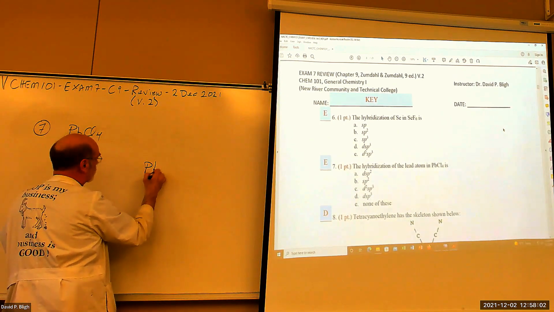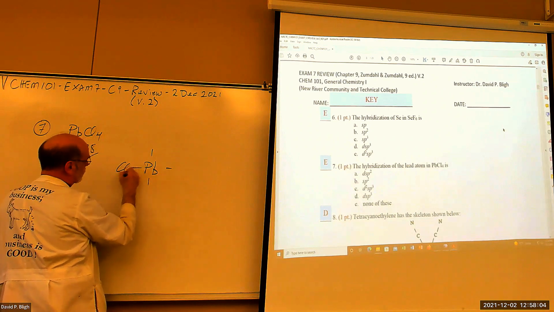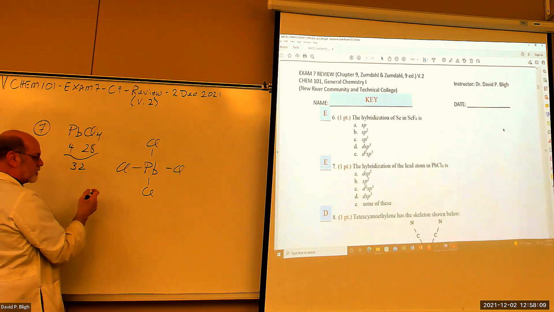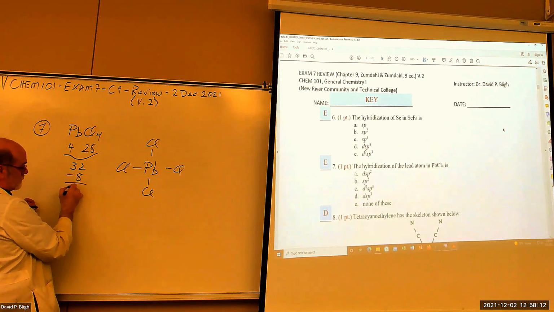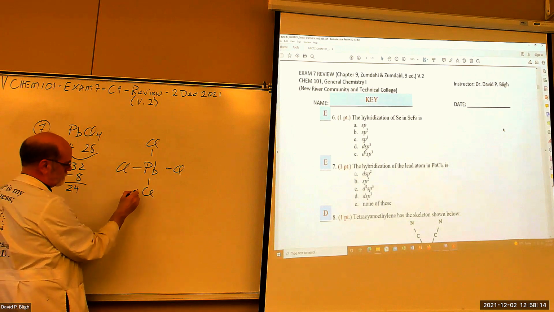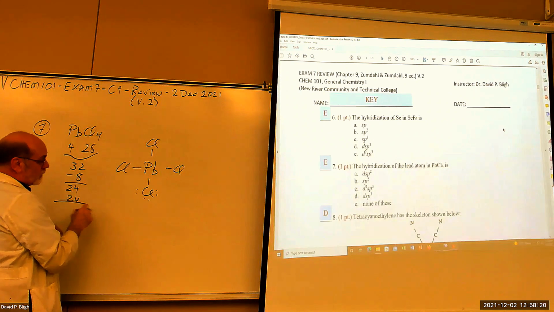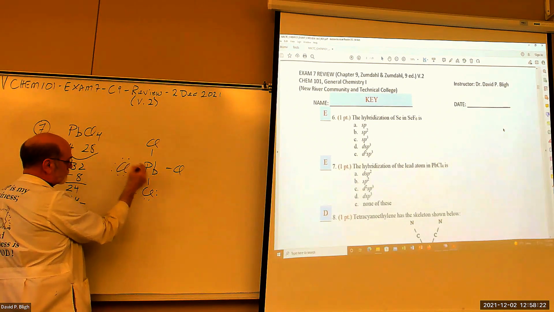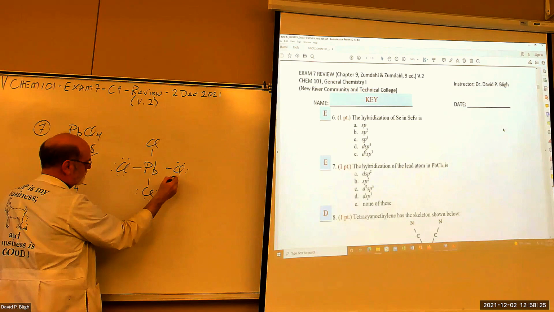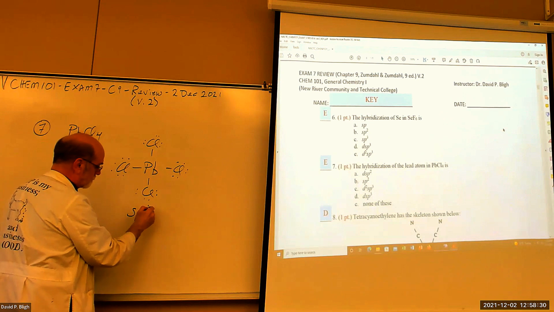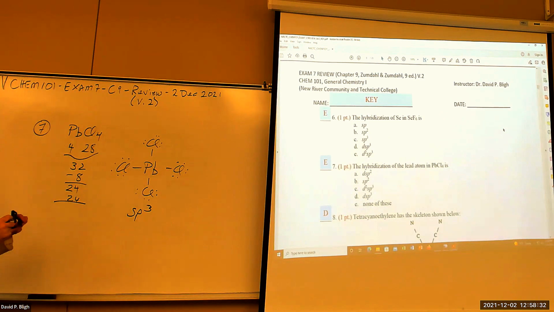So we have lead, 4 chlorines. 1, 2, 3, 4 times 2 is 8, which makes 24 electrons. 6 times 4 is 24. Okay, so we used them all up, just like this. And around the central atom, it's only got 4 groups, so it has to be sp3 hybridized. Now, as luck would have it, there's no sp3. So the answer is none of these.